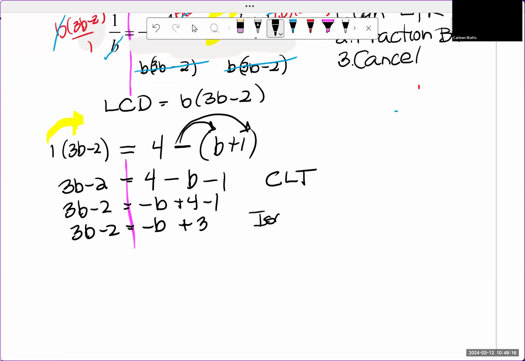This is the isolate phase. Okay, who's the queen? We could say king or we could say queen. I'm going to say queen. Who's the queen? Right here, 3b. That determines what direction variables go and what direction constant terms go. Who should we move first? Negative b. Okay, so let's add b to both sides.